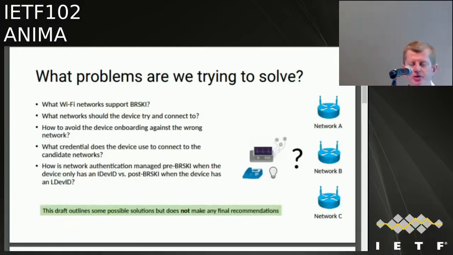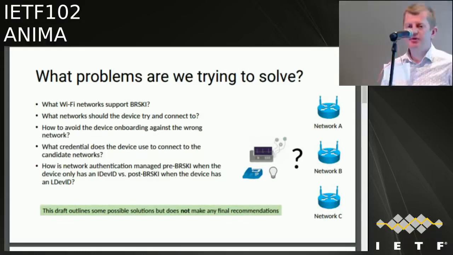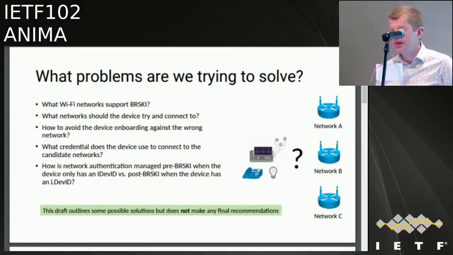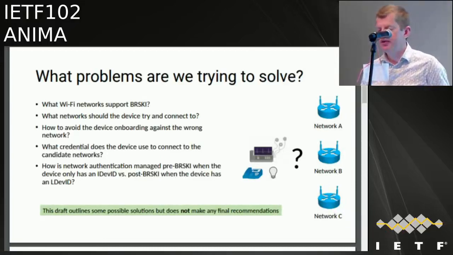Because when the device first powers up, it has its IDevID. And after the device is connected to the network, has done its initial authentication, it's done the BRSKI flow, is enrolled, when it has its LDevID, how is network authentication managed? How do you manage that network authentication transition from when a device doesn't have an IDevID, doesn't have an LDevID, to when the device does have an LDevID, and how do you do that on a Wi-Fi network?